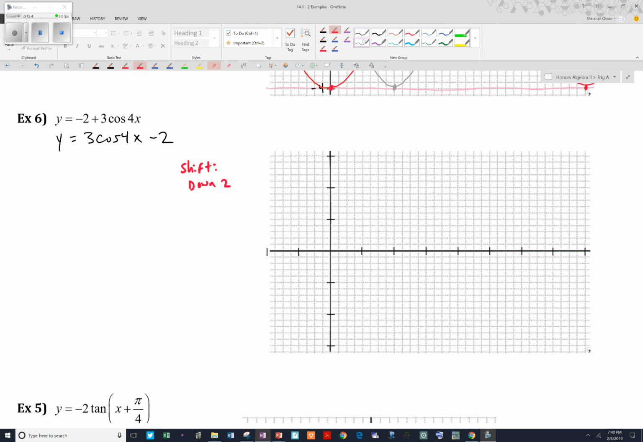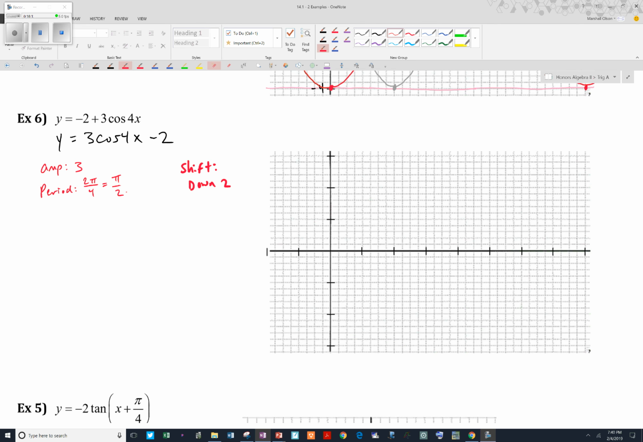And since there's no parentheses in that cosine, it's just cosine of 4x, there is no shift left or right. So that a value of 3 tells us that our amplitude is going to be 3, it is not reflected, and the period is going to be 2 pi over the absolute value of 4, just 4, which is pi over 2. So our period is pi over 2, our amplitude is 3.